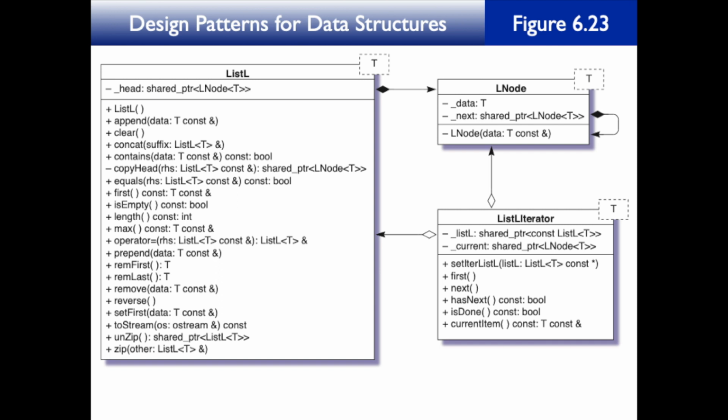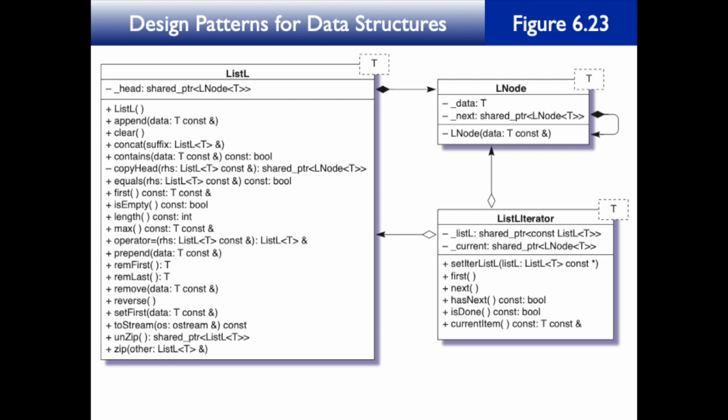The solid diamond that points to L node means that the list L has an L node, and then the solid diamond from the L node pointing to itself represents the fact that an L node itself has a pointer to a node. So now what we do with the iterator pattern is we augment this arrangement with a new class called list L iterator. And this list L iterator is also templatized with a C++ template T. It has two private attributes. It has an attribute called list L, which is a pointer to a list. And it also has an attribute called underscore current, which is a pointer to a node.